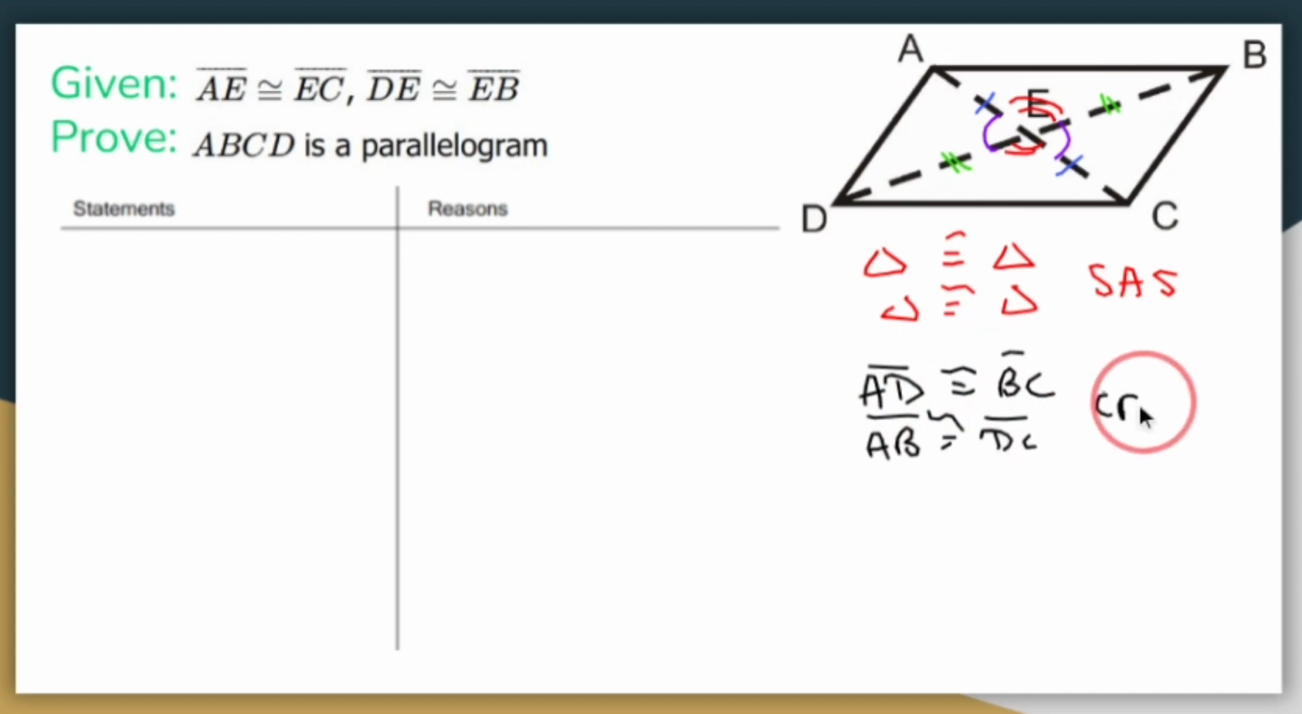And I could use CPCTC, corresponding parts of congruent triangles are congruent, for that one. Once I've done that, I can say this is a parallelogram. Okay? So let me start over. The green and blue is the information I'm given.